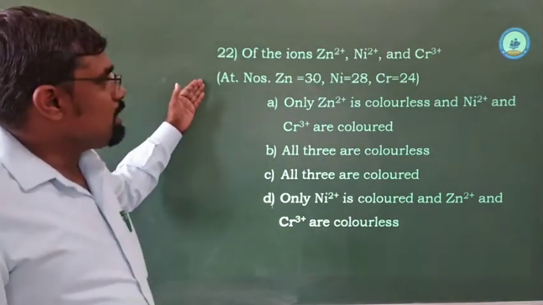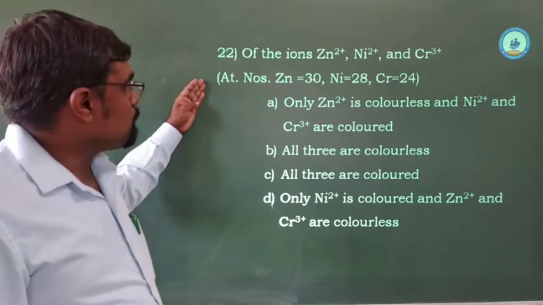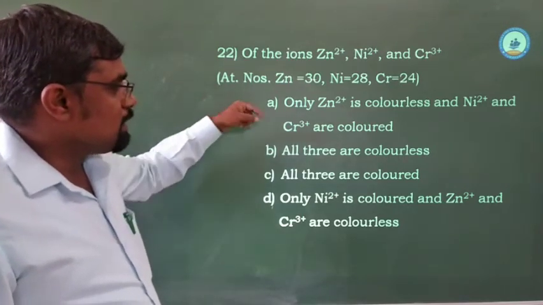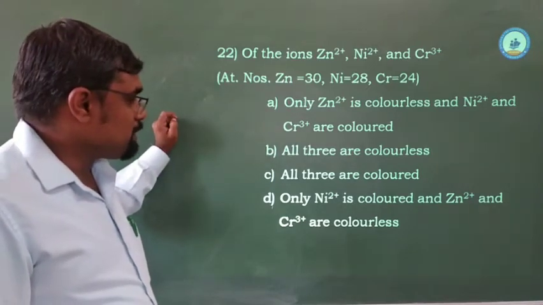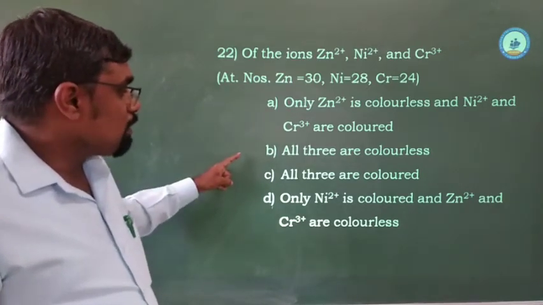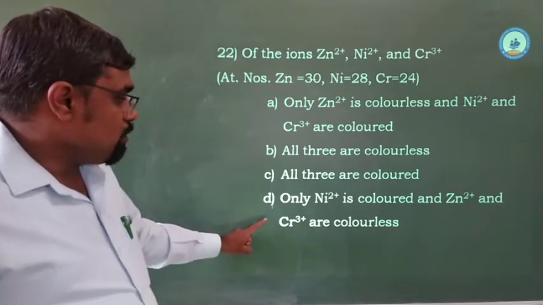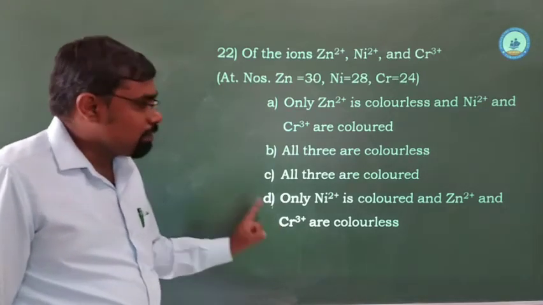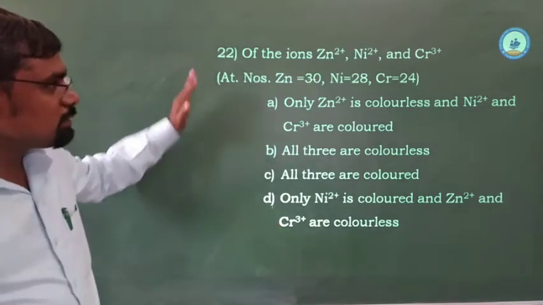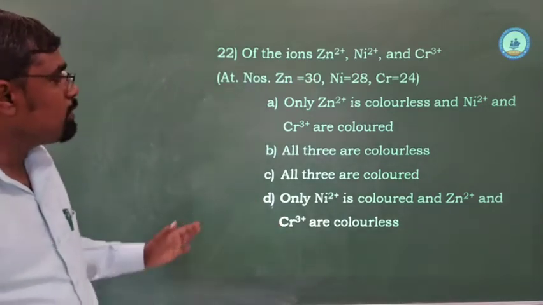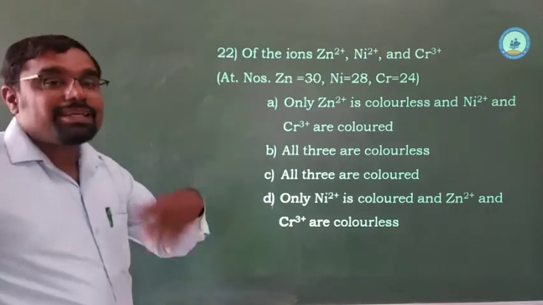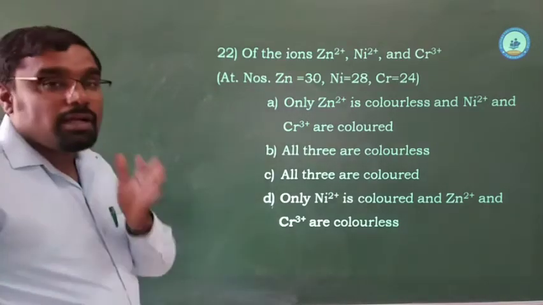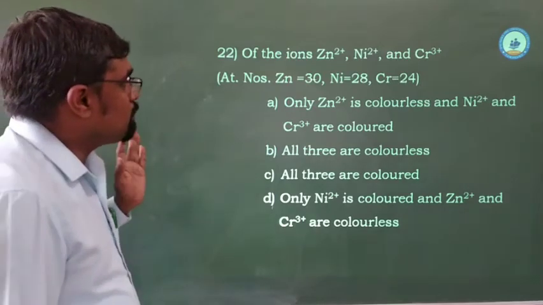Of the ions Zn2 plus, nickel 2 plus, and chromium 3 plus, atomic numbers as given: only Zn2 plus is colorless, and nickel 2 plus and chromium 3 plus are colored; all three are colorless; all three are colored; only nickel 2 plus is colored, and Zn2 plus and Cr3 plus are colorless. See here, so it is related to color also. Okay, so then you have to see once again the electrons present in d orbitals, that is unpaired electrons. You should see that one.